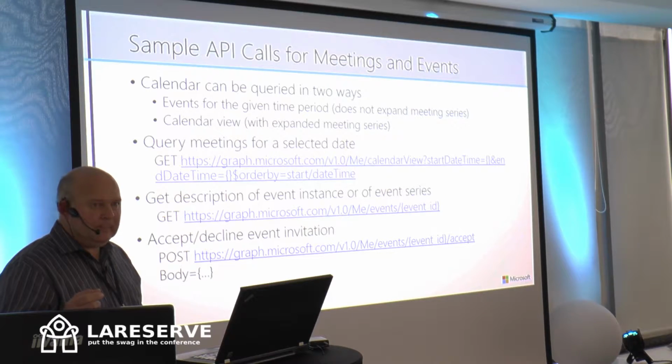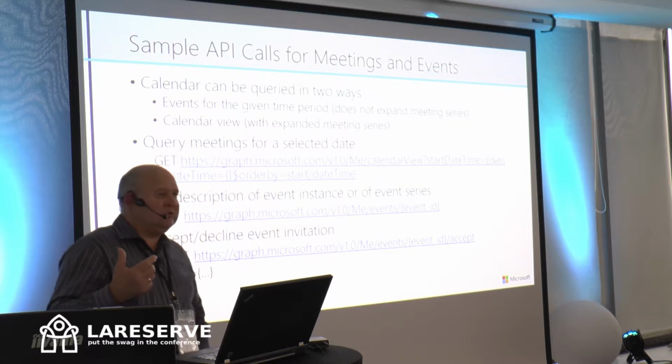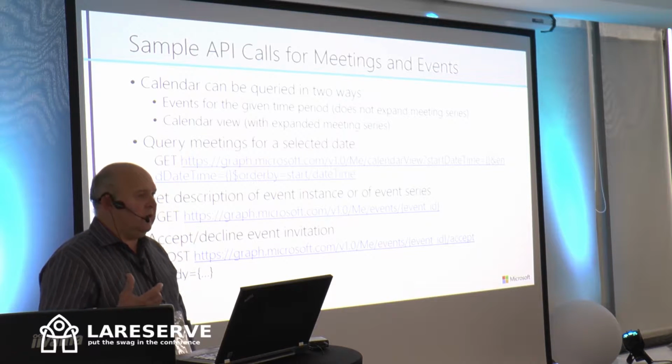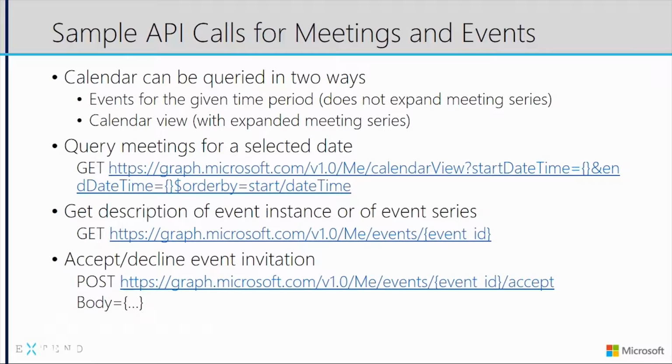The difference is important for recurrent meetings, for series. A series has just one event, maybe more with exceptions. But if you use that, you will need to do the expansion yourself, which is extremely difficult to do. So the server will do it for you if you ask for calendar view. You just ask, give me the calendar view from this time to this time, and you will get any event that shows up in the calendar during this time.